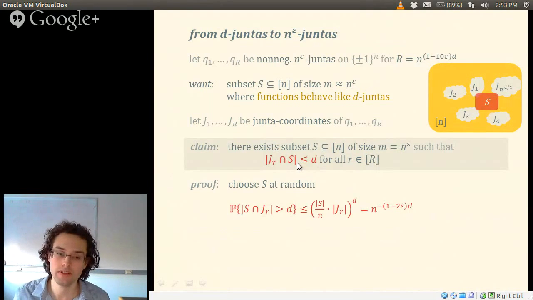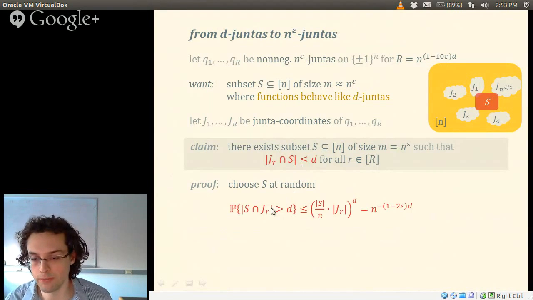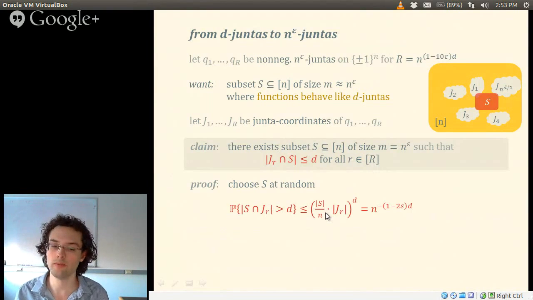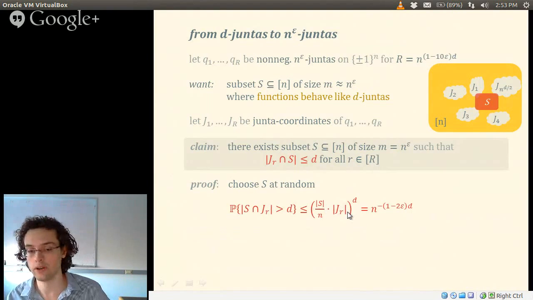So we'll compute, for every set J sub R, the probability that the intersection is larger than d. The size of the intersection is roughly distributed exponentially. So the probability that it's larger than d is roughly the probability that it's larger than 1, raised to the d, and the probability that it's larger than 1 is roughly 1 over n. So the probability that this intersection is larger than d is roughly 1 over n to the d.